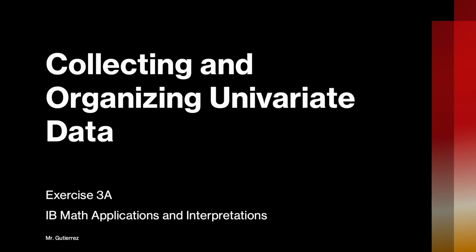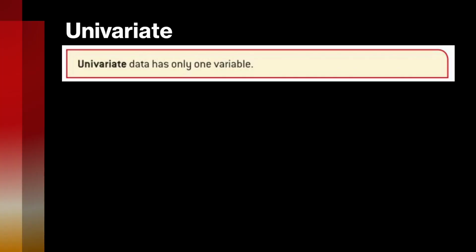Collecting and organizing univariate data, exercise 3A. So the first thing we're going to do is go over some definitions. The first definition we're going to go over is univariate. Univariate data has only one variable. So in chapter 3 of the textbook, everything focuses on data that is just one variable. So univariate is basically data that has only one variable.